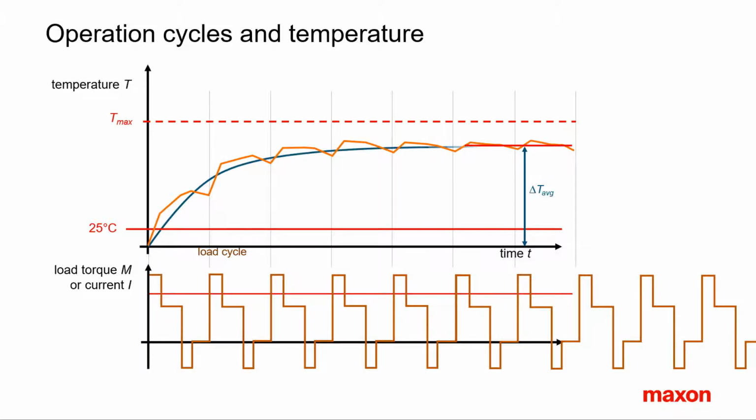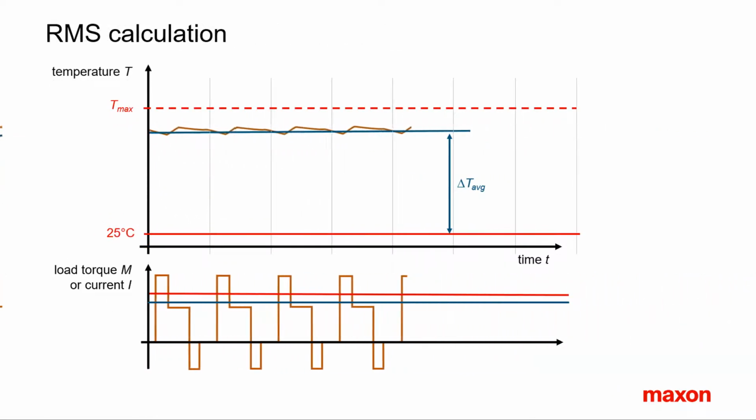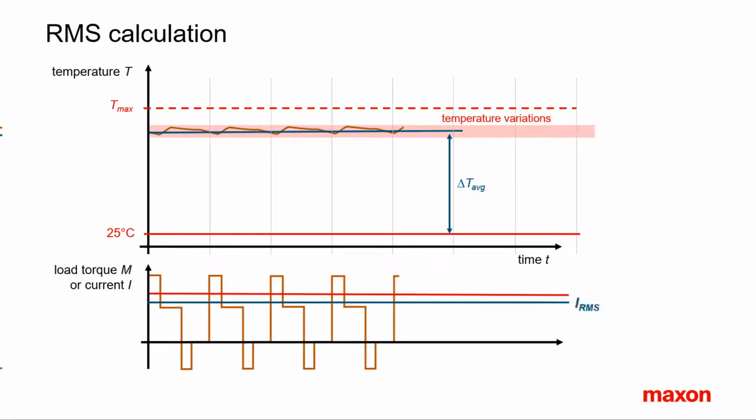And, as we have seen, corresponding to the average temperature, there must be a permanent current value that generates the same average heating. This is the meaning of the RMS current. It's the mean current value that creates the same temperature increase as permanently repeating a given operation cycle. Observe. The RMS value describes the steady-state behavior. It gives no information how the heating process takes place or how large the temperature variations are within the operation cycle.